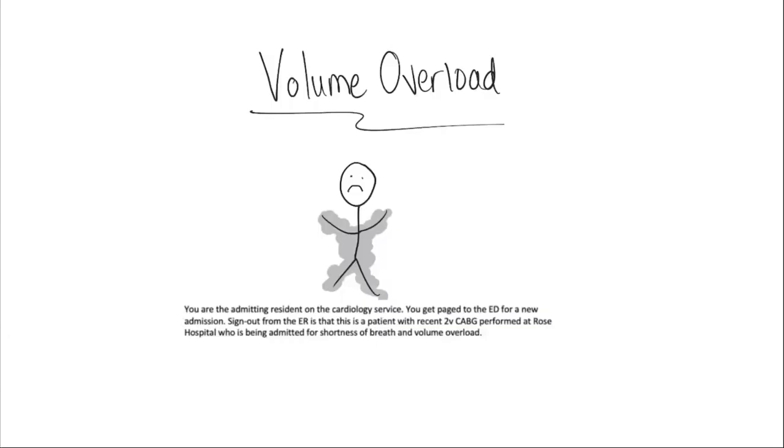Okay, so this is a patient that we are going to take care of. You're the admitting resident on cardiology, and you get a call from the ER. You have a new admission. The ER sign out is that this is a patient with a recent 2-vessel CABG performed at Rose Hospital, who's being admitted for shortness of breath and volume overload. So you got that call, so you already know what to expect in terms of his volume status when you're down there.